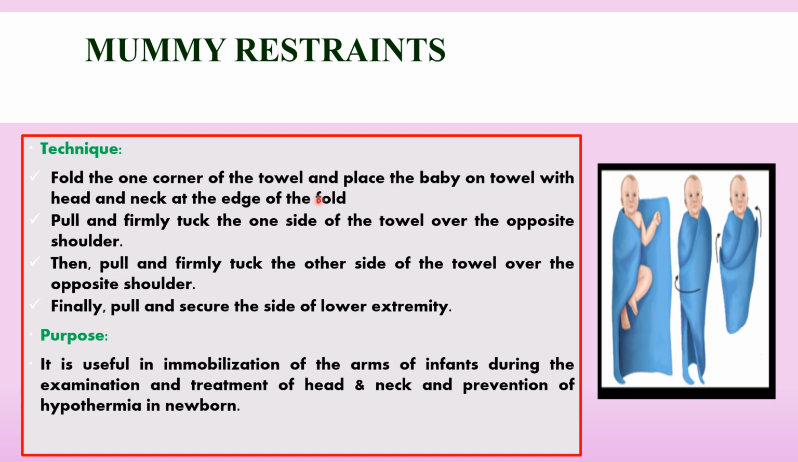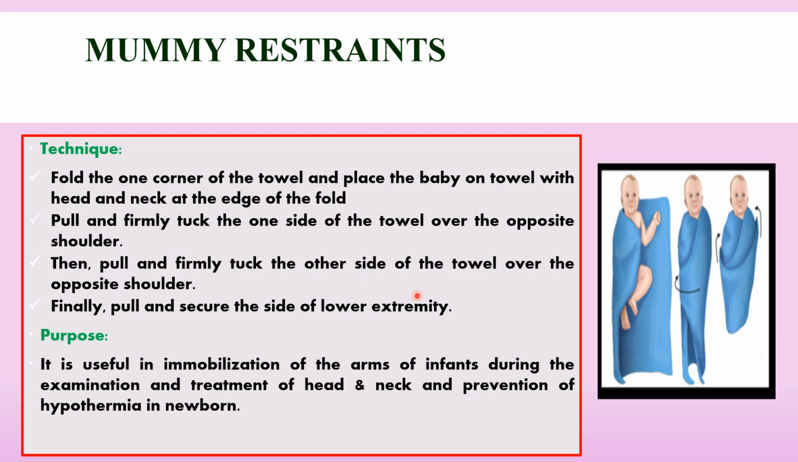How to do this? Actually, first of all, we have to take one towel. One corner of that towel should be folded. Afterwards, we have to keep the baby on the towel, so that the corner area is very near to the head and neck. Okay. Then afterwards, pull and firmly tuck one side of the towel over the opposite shoulder, like this. You take one side and just firmly tuck it over the opposite side.